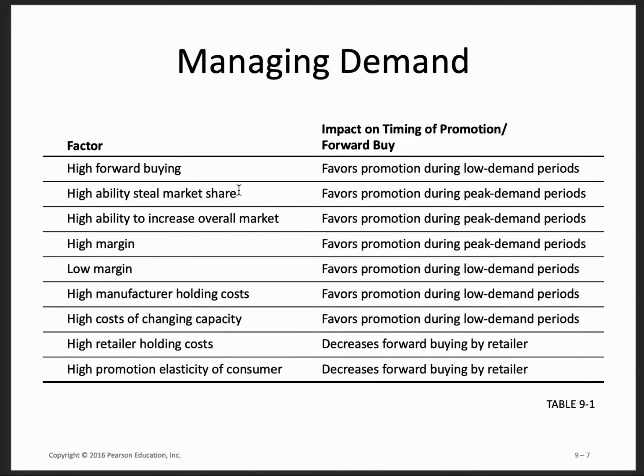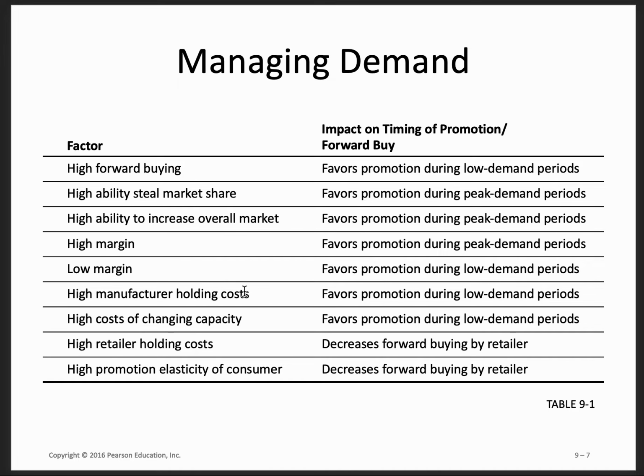Now, if there is a high ability for you to steal market share, that is, if you do promotions and it turns out that people who are going to buy, I don't know, Ford trucks instead buy Toyota Camrys, then you're increasing your market share. It makes sense for you to do that during peak demand periods. So that's something to keep in mind. Now, if you have a high ability to increase the overall market, then again, peak demand period. If your margin is high, then you should do it in peak demand periods. But if your margin is low, you should do it in low demand periods, right?